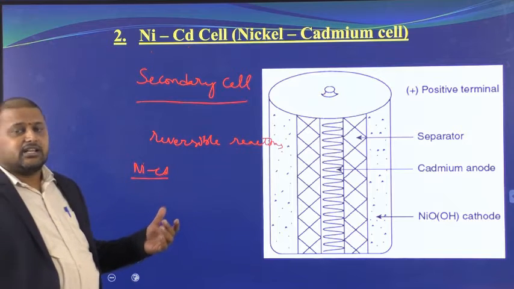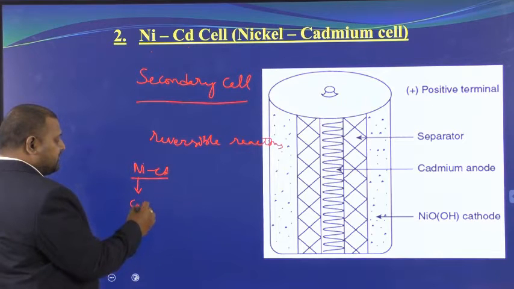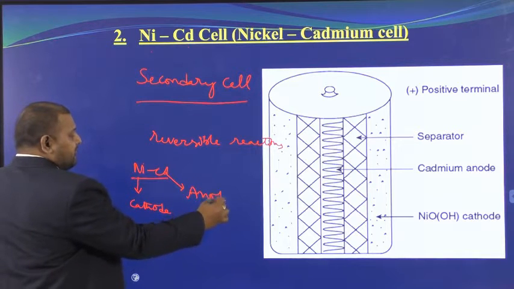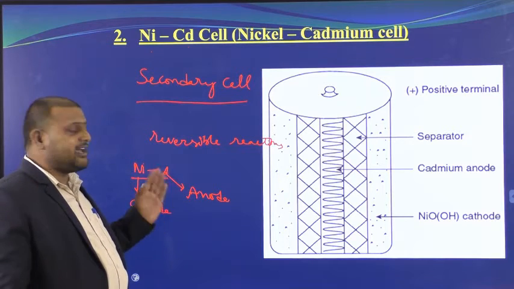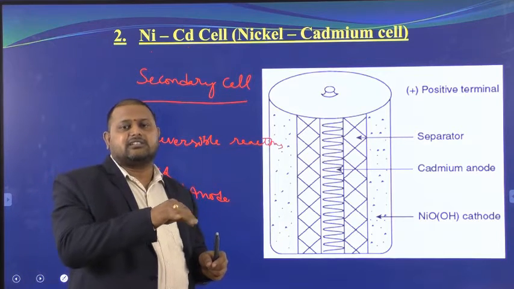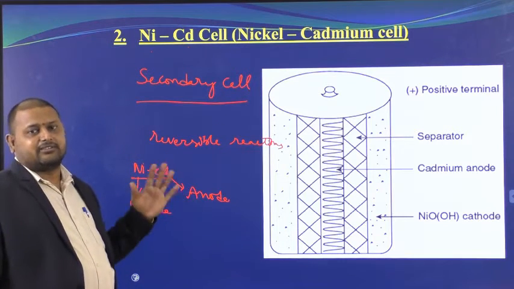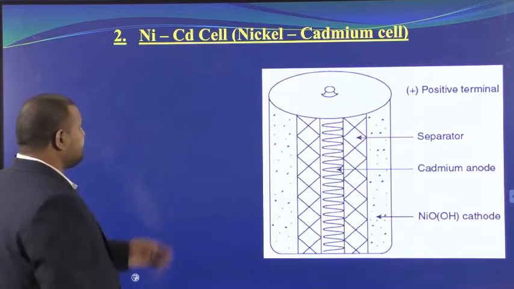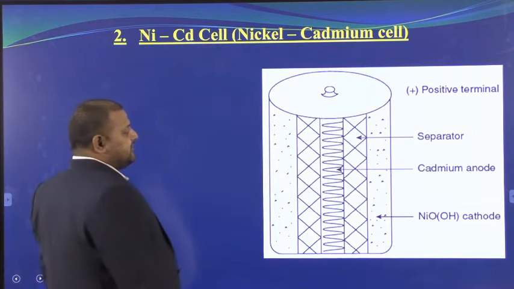While discharging, for example, nickel acts as cathode and cadmium acts as anode. Once it is completed, you keep it for recharging. While charging it, what happens? Anode becomes cathode, cathode becomes anode. That's all. That is the point you should remember. So now we shall see the construction and working of the nickel cadmium battery.